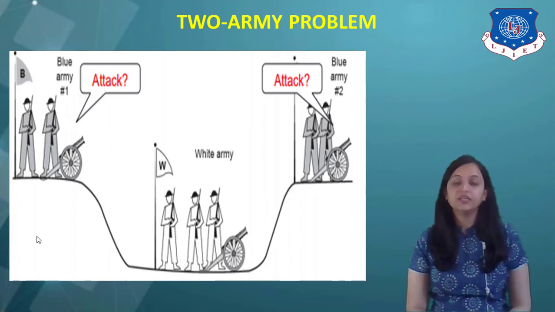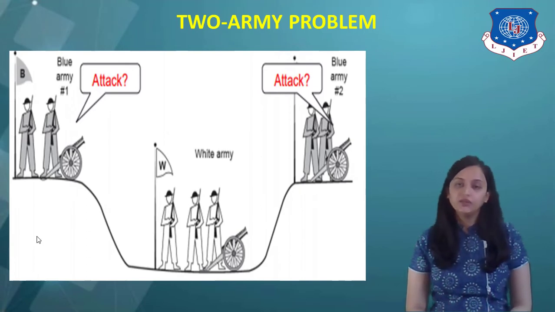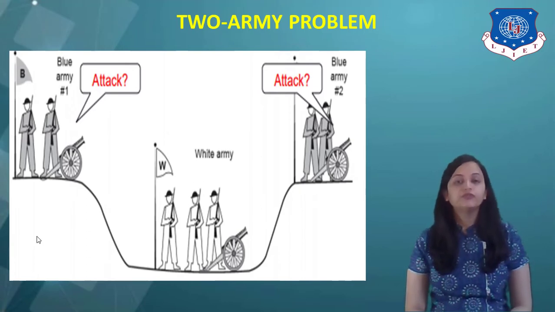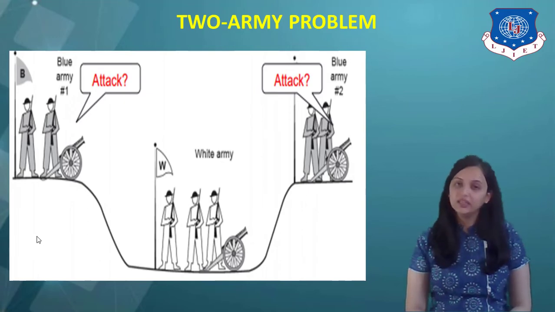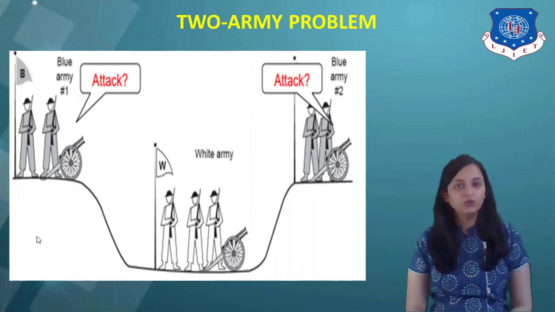Whereas in the white army there are 3 persons. This analogy is ideal in which it is indicated that if 4 persons simultaneously attack at the same time on the 3 persons, that means on the white army, they can win. So to win, the white army has to be attacked by the blue army at the same time. That means synchronization is to be provided.